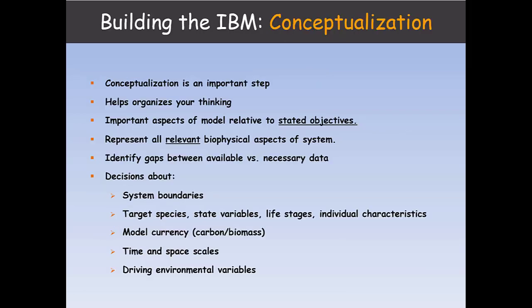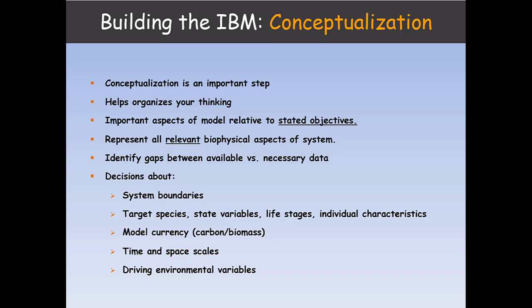So before we start the actual nitty-gritty coding of our individual-based model, it's important to spend some time truly conceptualizing what we want the model to look like and what we want it to represent. This important step will help us organize our thinking, make sure that the model is actually going to meet our stated objectives, and ensure that you're going to actually simulate all relevant biophysical aspects of the system. You can identify gaps that may exist between the data that you deem necessary in order to build this model and what's currently available. You'll have to make decisions about your system boundaries, like we don't want to represent the whole world usually, maybe just a finer region.